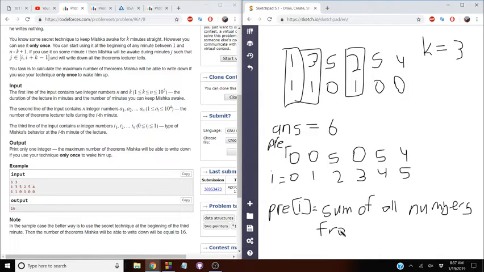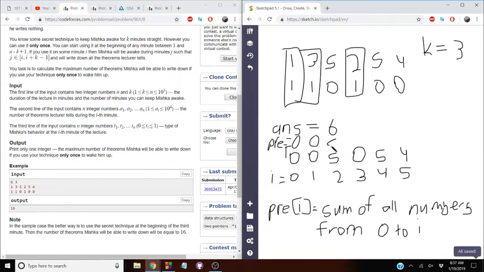From 0 to I. Okay, so prefix 0 would equal 0 because the sum of all the numbers from 0 to 0 is 0. Then prefix 1 also equals 0 because the sum of all the numbers from here, and again, we're only adding the numbers on the top, also equals 0.